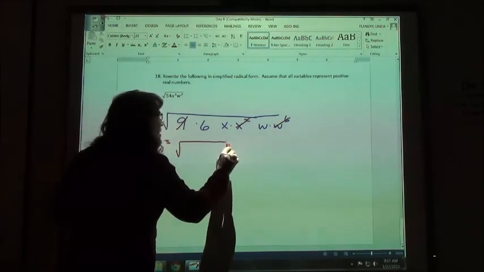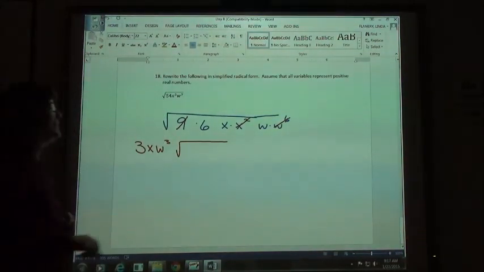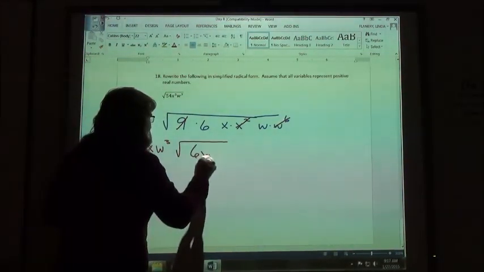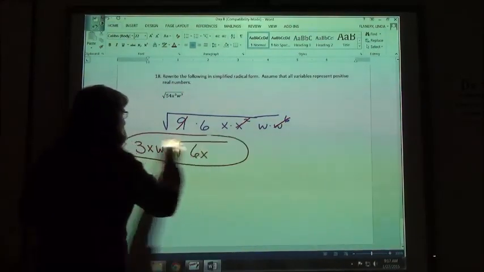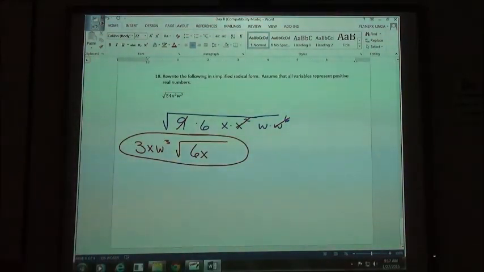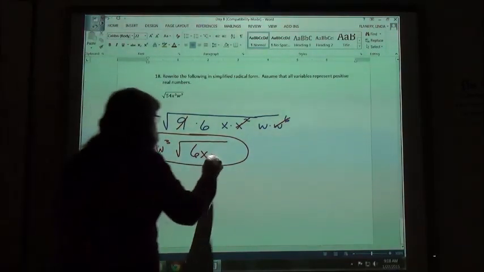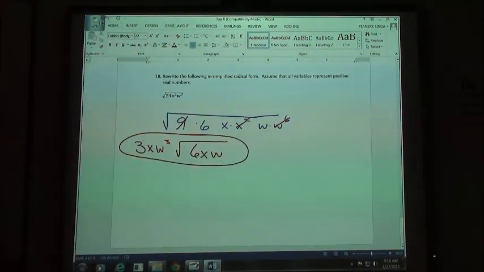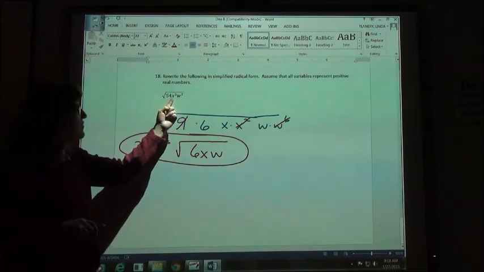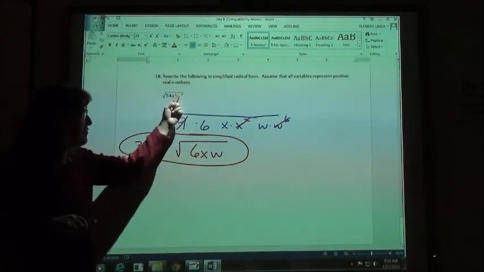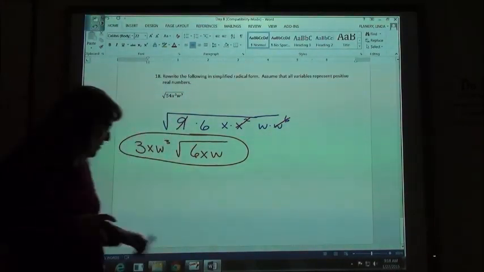And what do I have left underneath my radical? 6x. So we get 3xw cubed square root of 6x. What about the other w? Oops, I better put that one too. W. Forgot that one. Good thing Joel's paying attention. Since both of these exponents were odd, they both had a variable left over underneath my radical.